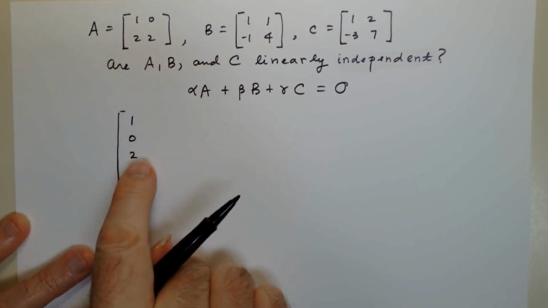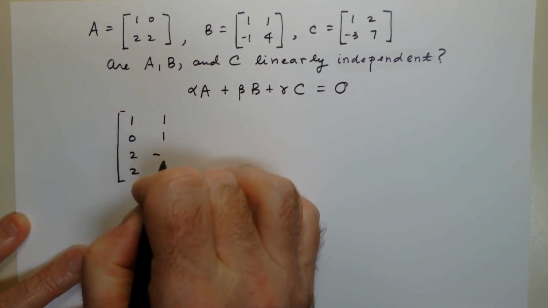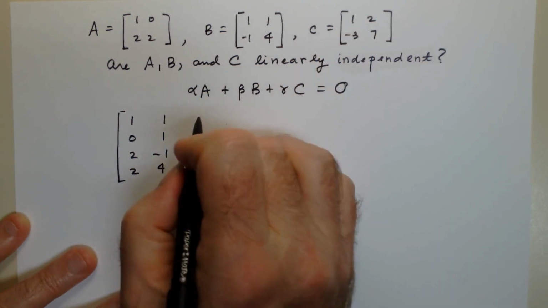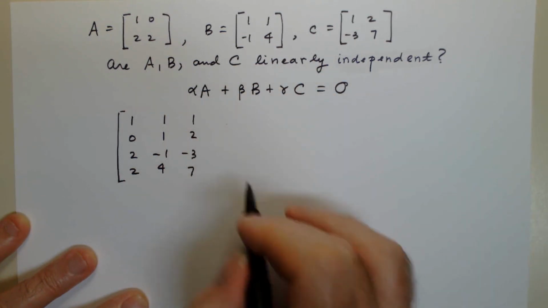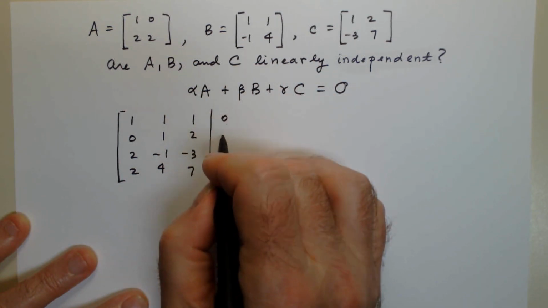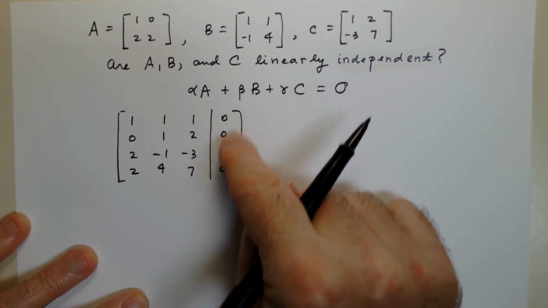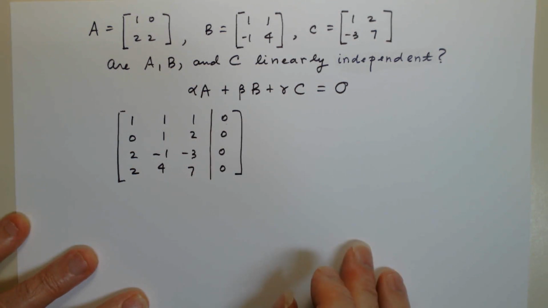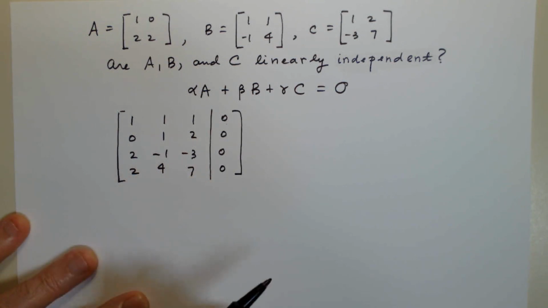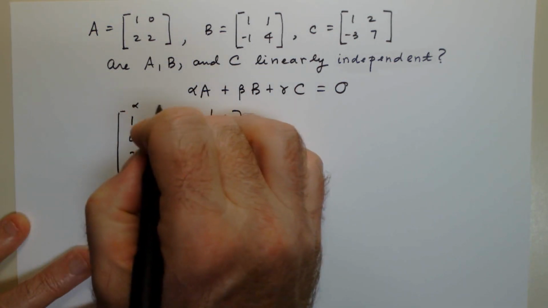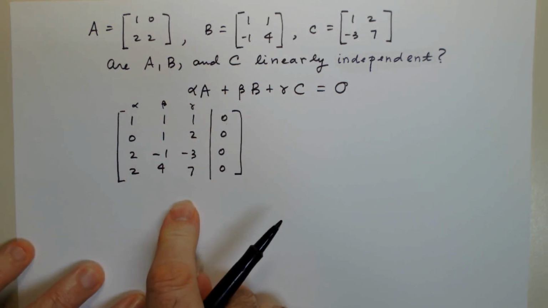That matrix is going to go in as 1, 0, 2, 2, 1, 1, negative 1, 4, and 1, 2, negative 3, 7. Now, you can include the column of zeros on here or not. It doesn't matter because it's a homogeneous system, so nothing's going to change in this column. But this would translate into this system of equations where the columns represent alpha, beta, and gamma. And now you'd have to go through the task of row reducing this.